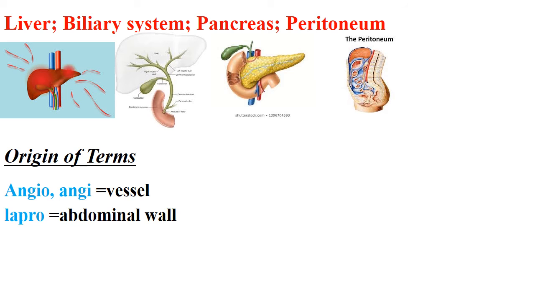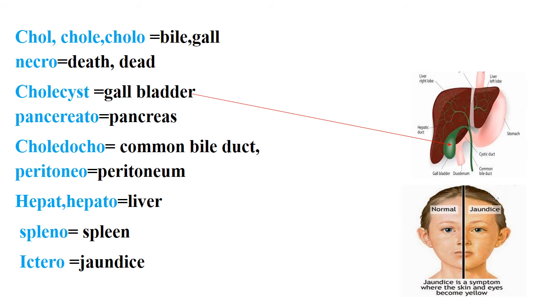Other organs are the liver and biliary system, الصفراوية, pancreas, البنكرياس and peritoneum. Peritoneum عبارة عن غشاء يحيط ب organs of the abdomen. Origin of terms. The first one is angio or angi, which means vessel, ما علينا, and the term laparo, which means abdominal wall, جدار البطن. The term chol, cholo or chole, which means bile or gall, while the term necro, which means death or dead, when we hear a necrotic tissue.